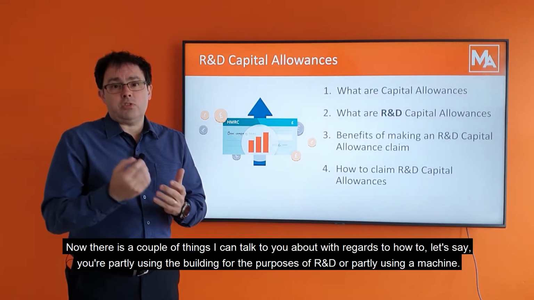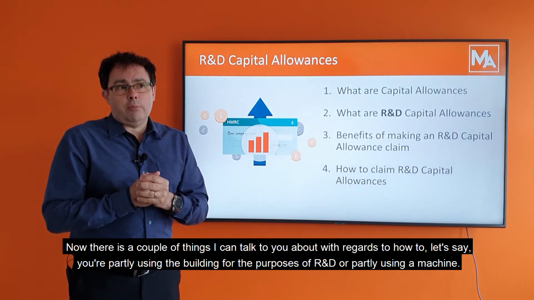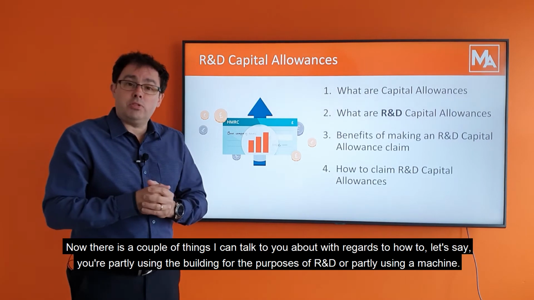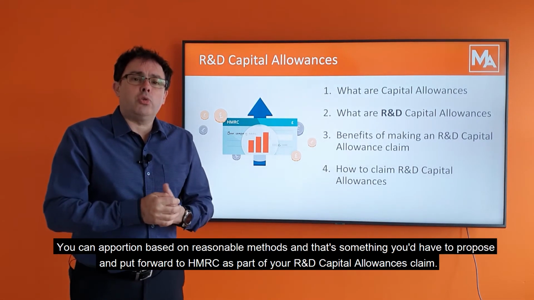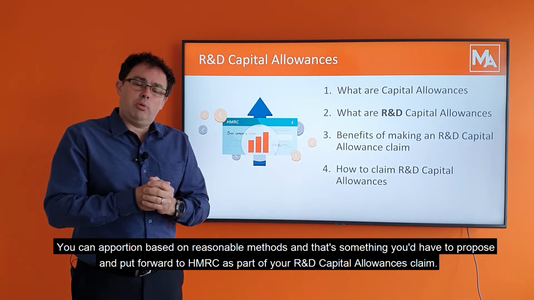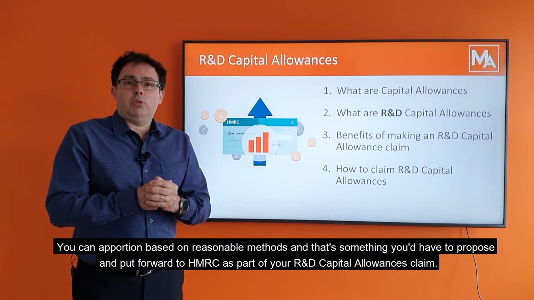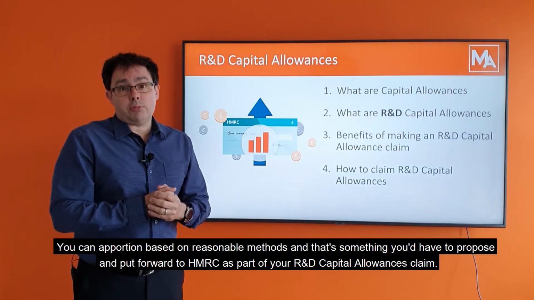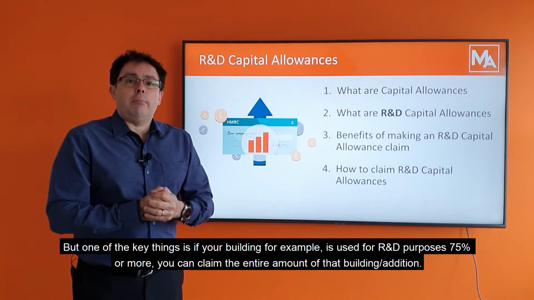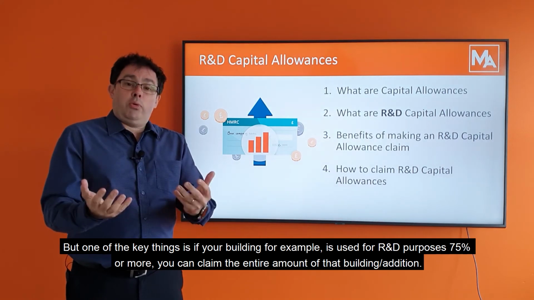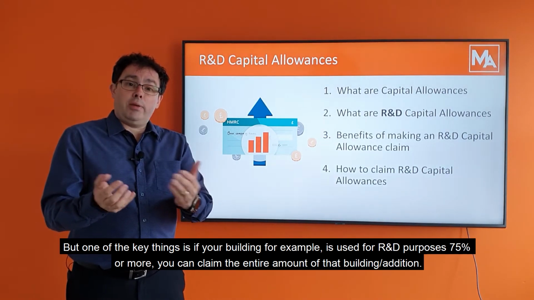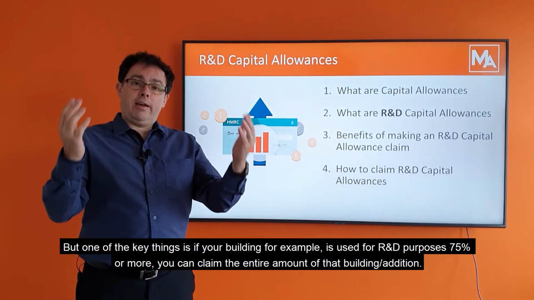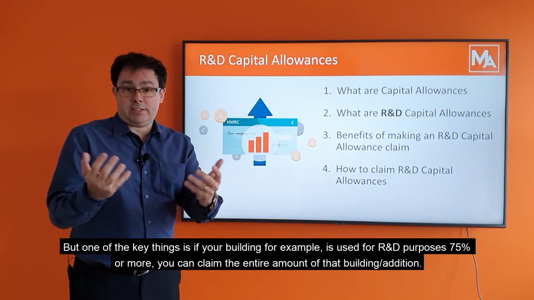Now, there's a couple of things I can talk to you about with regard to, let's say you're partly using the building for the purposes of R&D or partly using a machine. You can apportion based on reasonable methods, and that's something which you will have to propose and put forward to HM Revenue and Customs as part of your R&D capital allowance claim. But one of the key things is if your building, for example, is used for R&D purposes 75% or more, you can claim the entire amount of that building, that addition.